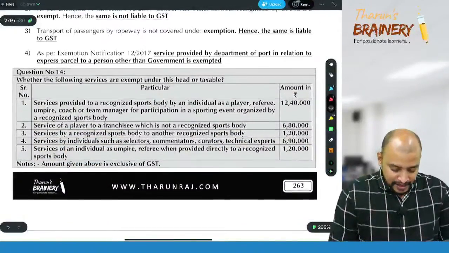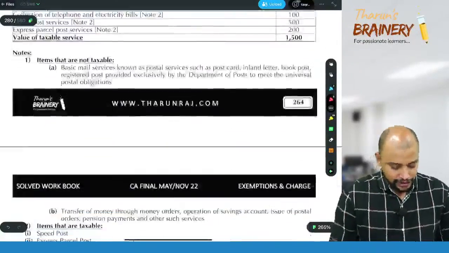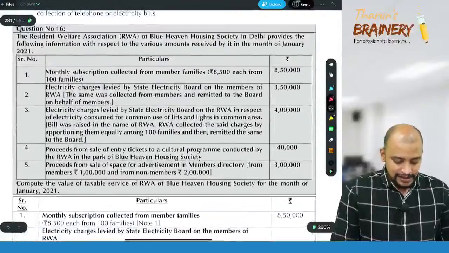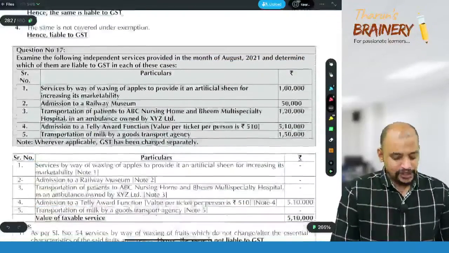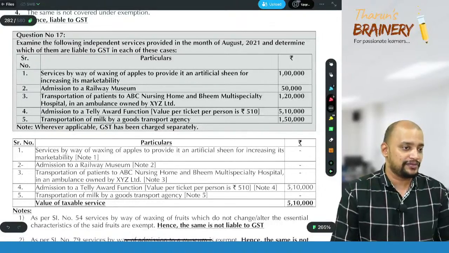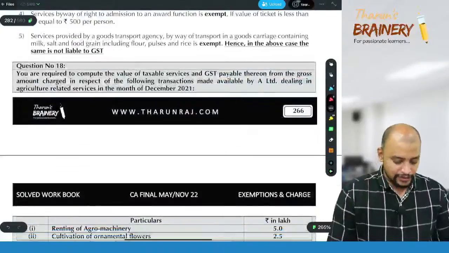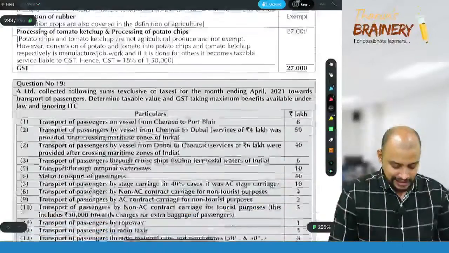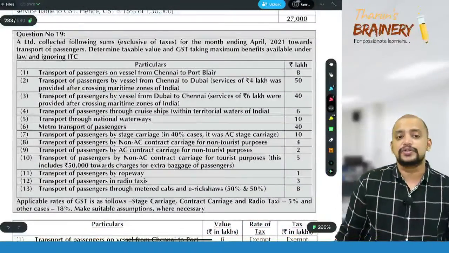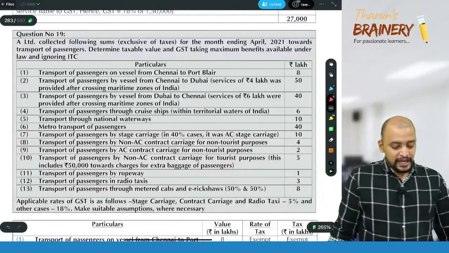Then question number 14, you can do 15 also, 16 also, because these are all like majority of the questions we discussed in the class itself. Okay. Then 17 also, then 18, 19 you see. Up to 18 you can try, 19 onwards.